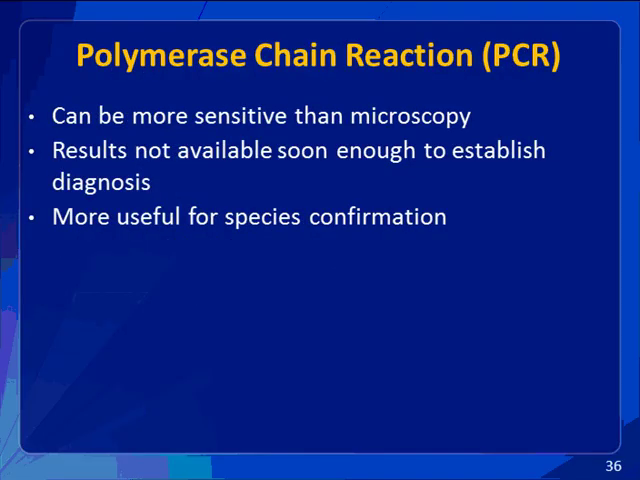There are also various PCR tests which detect the presence of parasite DNA in patients' blood. Often, they can be more sensitive than microscopy. However, results are not available soon enough to establish diagnosis and should not be used for the diagnosis of acute infections. They are generally more useful for species confirmation when the species cannot be easily determined by morphology.